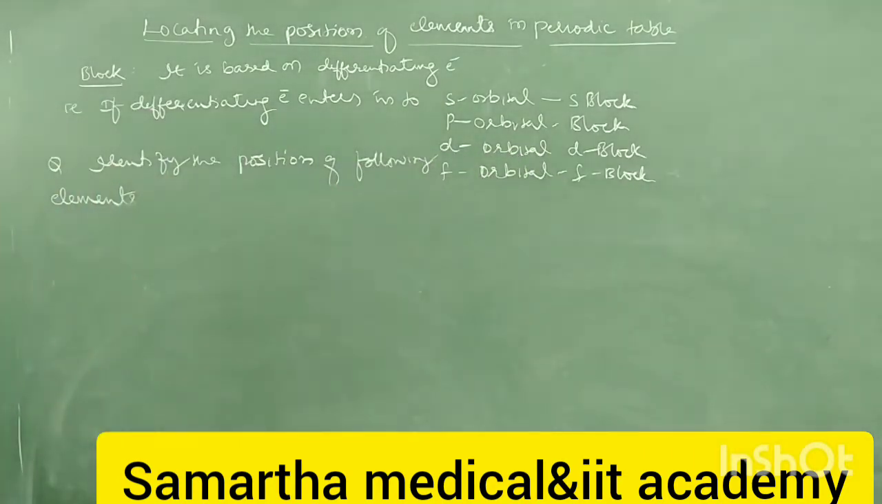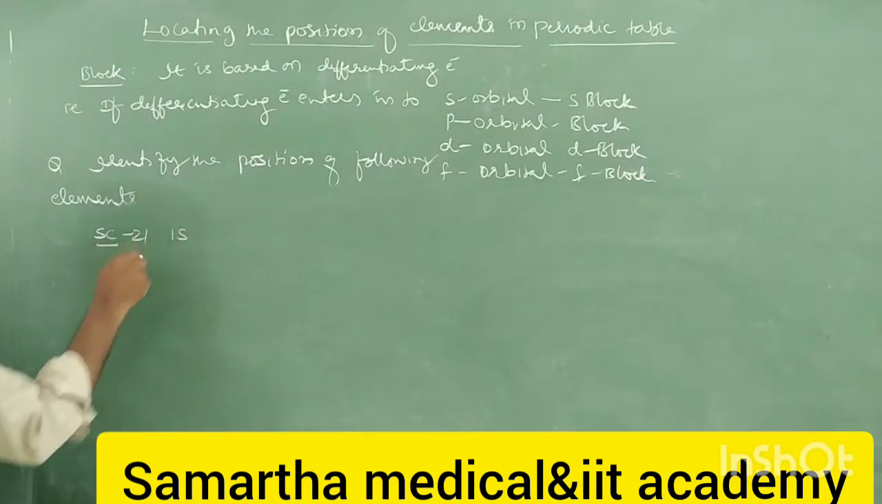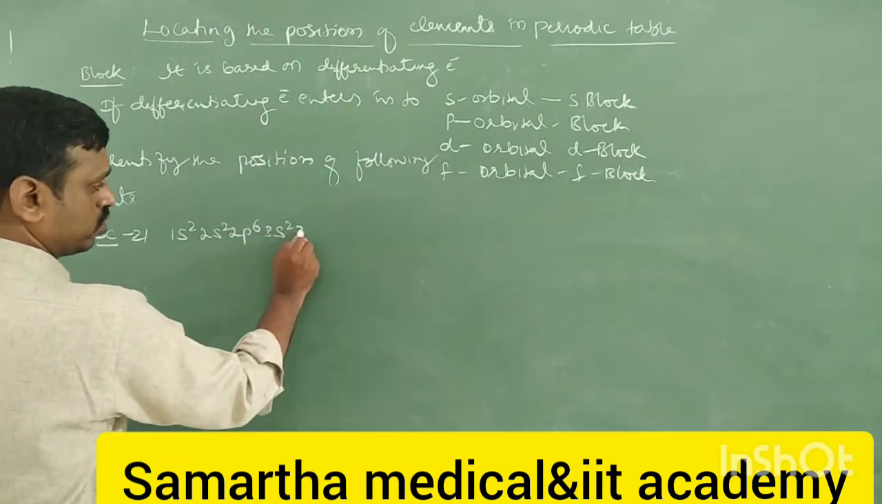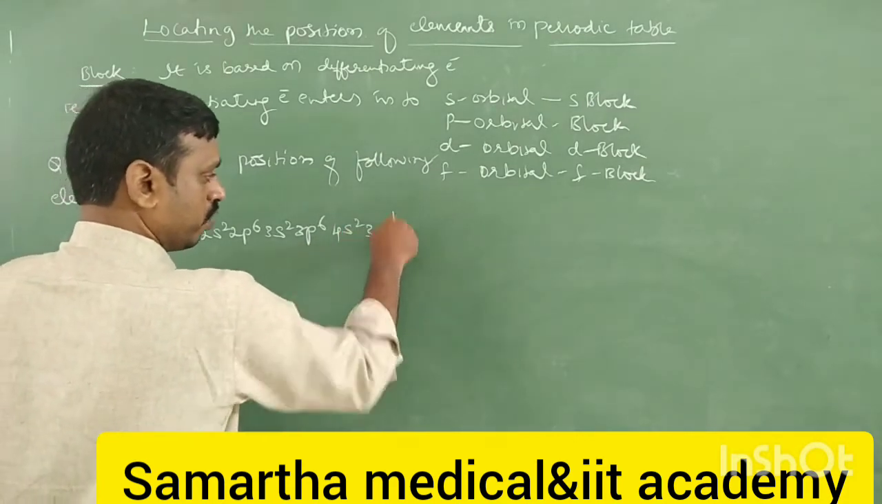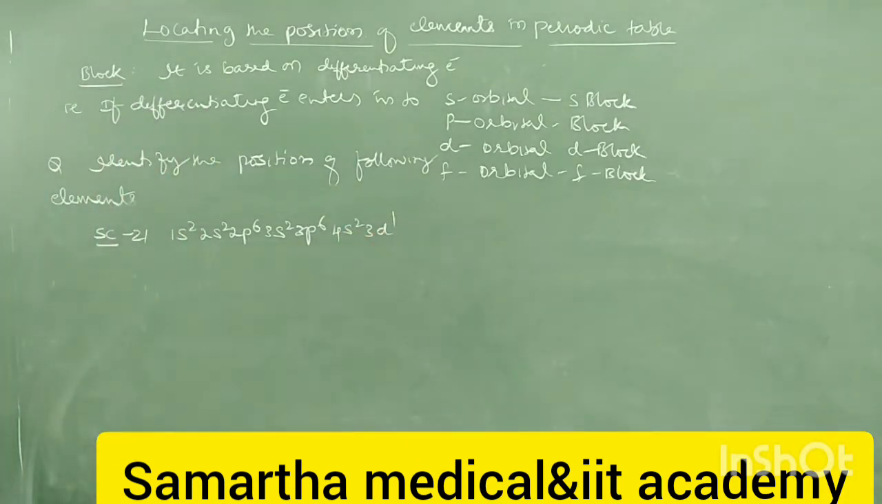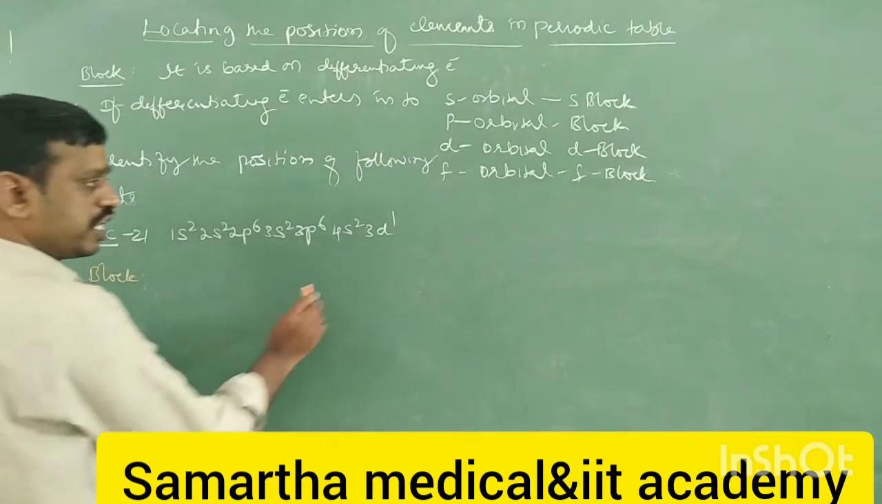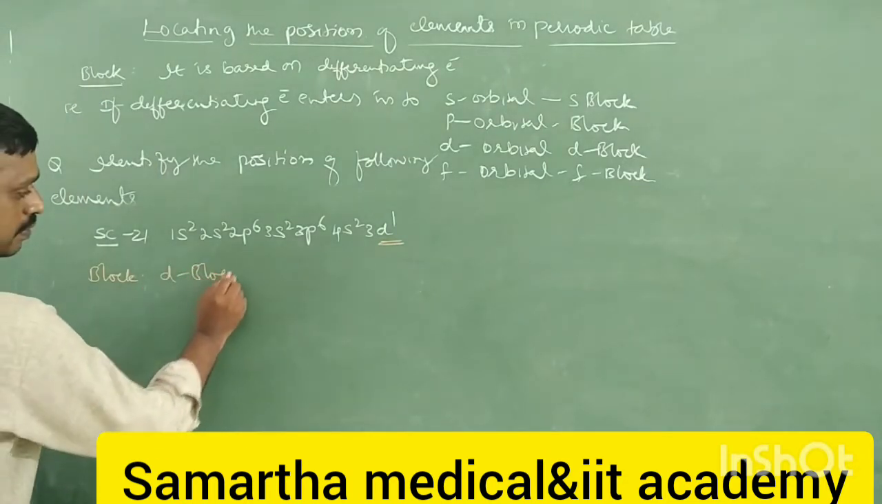Scandium. Tell me, scandium electronic configuration: atomic number 21, 1s2, 2s2, 2p6, 3s2, 3p6, 4s2, 3d1. Right? First, the block. Scandium belongs to which block? You see, the differentiating electron is present in the d orbital, therefore it is a d block element.